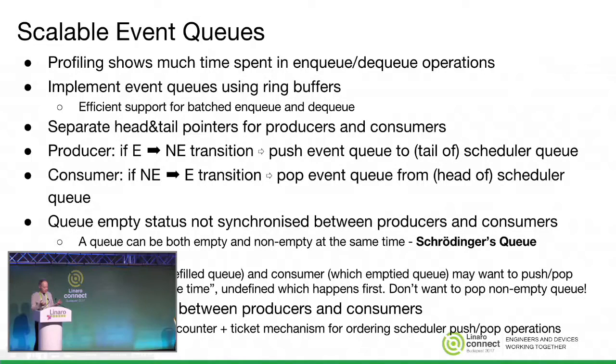But now we have the problem that since we have these separate head and tail pointers, which is common, DPDK ring buffers have the same, a queue can actually be both empty and non-empty at the same time. And I call this the Schrödinger's queue conundrum. It creates a problem, because how can we tell the scheduler if this queue is of interest when it can be both empty and non-empty at the same time? So we need to reintroduce some state that is shared between the producer and the consumer, so that they have the same view of this queue state, if it's empty or not empty. And this state is a shared counter, and there is a ticket mechanism, basically a sort of a ticket lock.